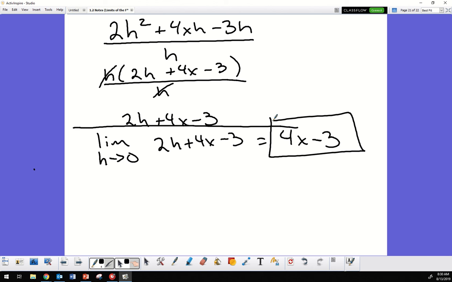Questions? You guys are going to have to do a bunch of these ones. It is very algebra intensive. Yes, it is. That is the derivative, for sure.